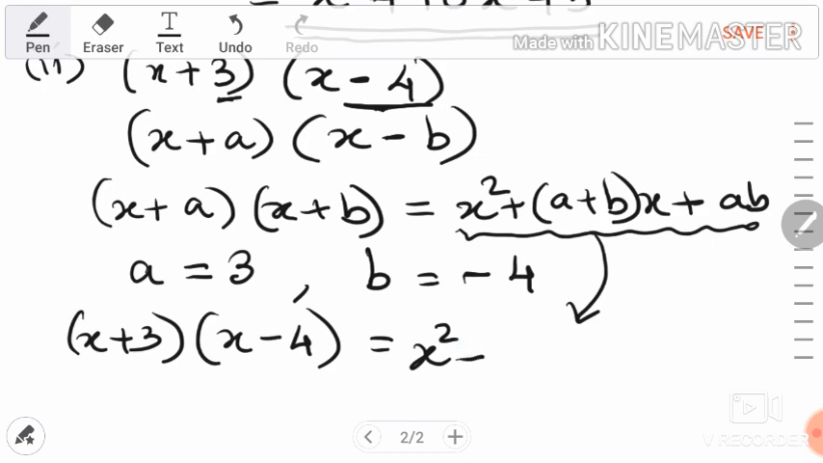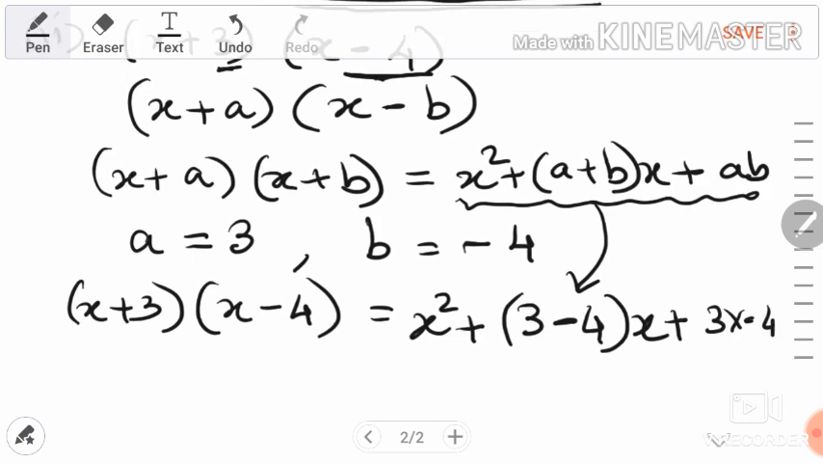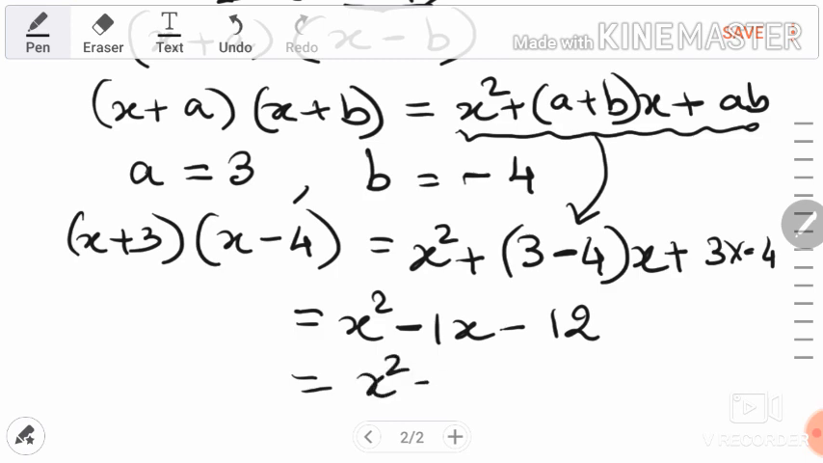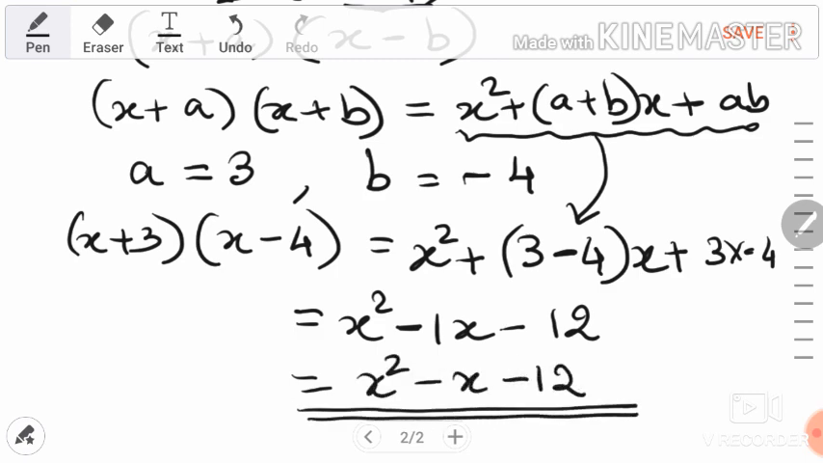x² + (3 - 4)x + (3)(-4). Now simplifying, x² - 1x - 12 is the answer.